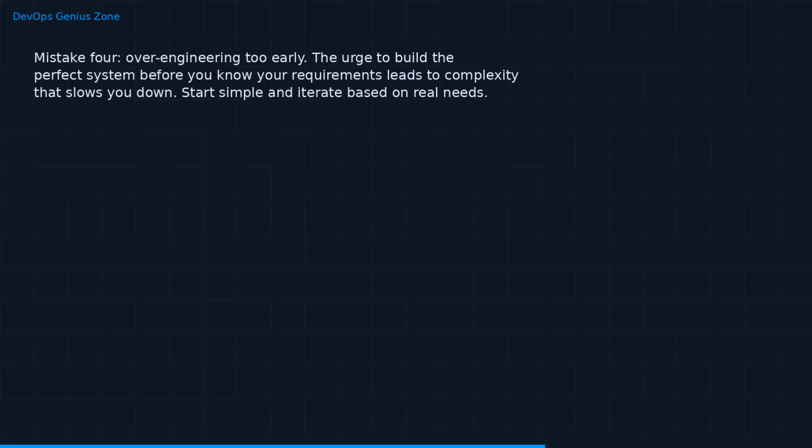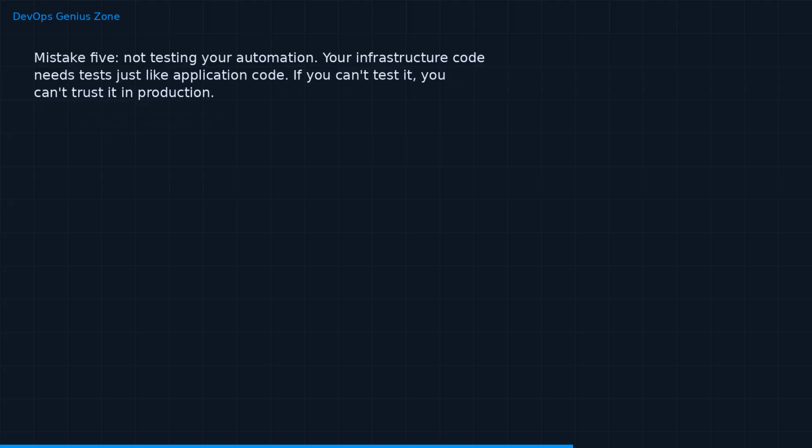Mistake 3, not handling failures gracefully. Every step in your automation should handle the case where it fails. What if the network is down? What if a resource already exists? Plan for failure.